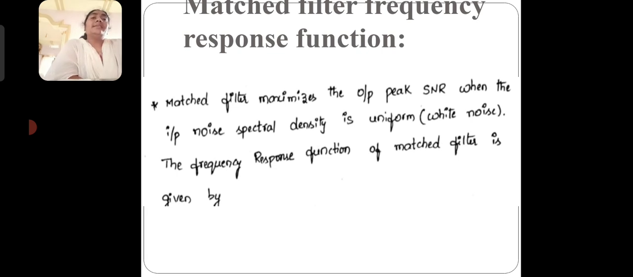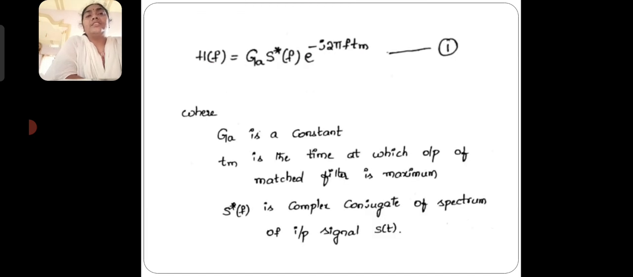The matched filter maximizes the output peak signal to noise ratio when the input noise spectral density is uniform. The frequency response function of the matched filter is given by H(f) = G_a S*(f) e^(-j2πf t_m), where G_a is a constant and t_m is the time at which the output of the matched filter is maximum. S*(f) is the complex conjugate of the spectrum of the input signal s(t).